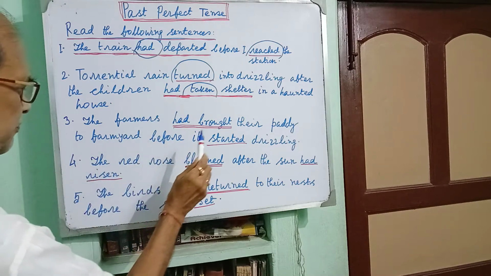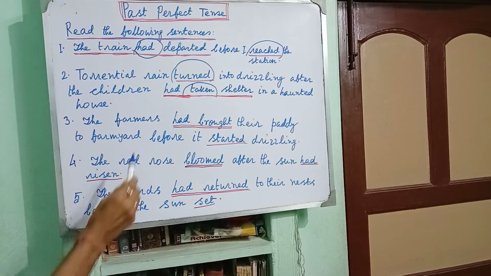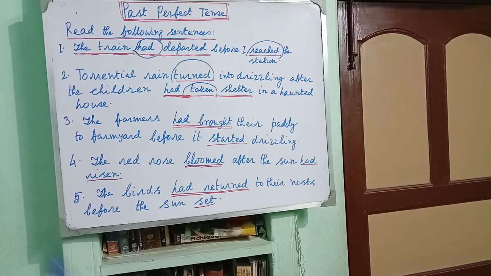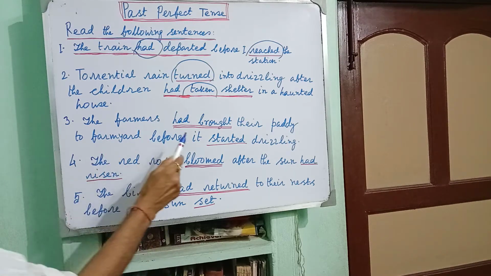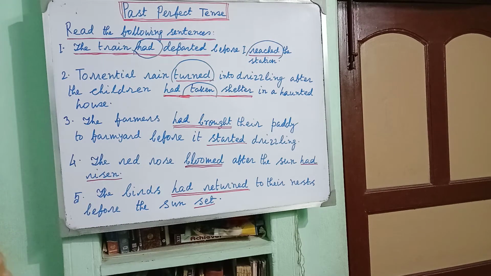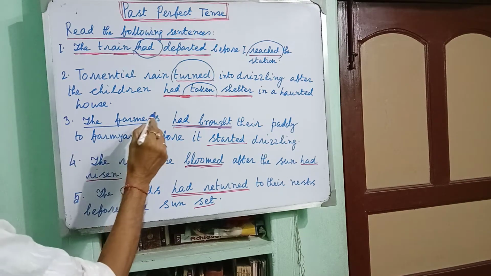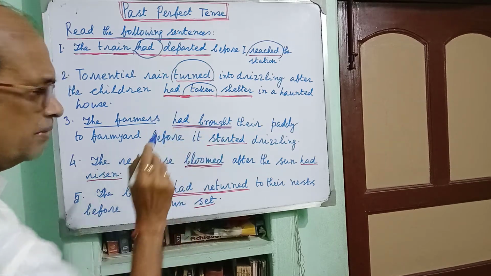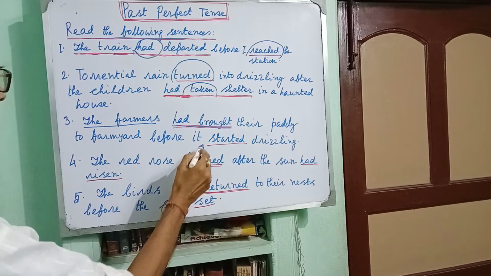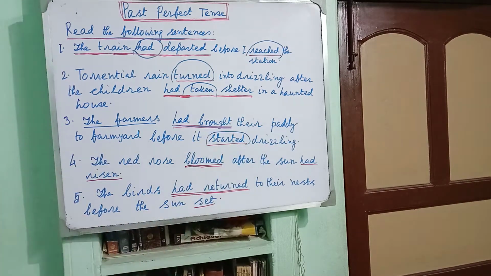The farmers had brought their paddy to farmyard before it started drizzling. So there are two actions. One is the farmers had brought their paddy to farmyard, before it started drizzling. So had brought is the example of past perfect tense. You see subject plus had plus past participle of the verb, bring, brought, and it started raining. It is the simple past form. So you'll have to see whether the verb occurred a little before or a little after. This is the question.